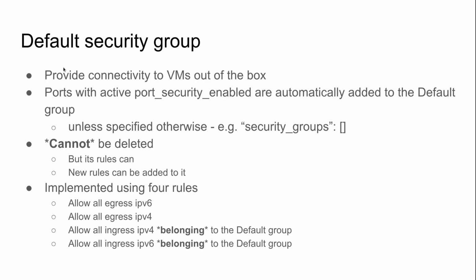The goal of the default security group, as previously mentioned, is to provide out-of-the-box connectivity both to virtual machines and to the outside world. As previously stated in this presentation, whenever a port is created having active port security, it is automatically added to the default group. That is a key step to achieve the default group's goals. The user can bypass this by specifying different groups at port creation time. It is, for all effects, a simple list of groups. For instance, to isolate the port from the network, you can use an empty list of security groups.